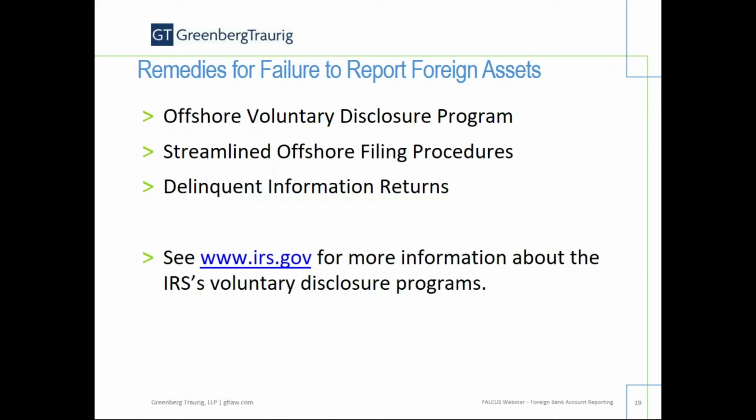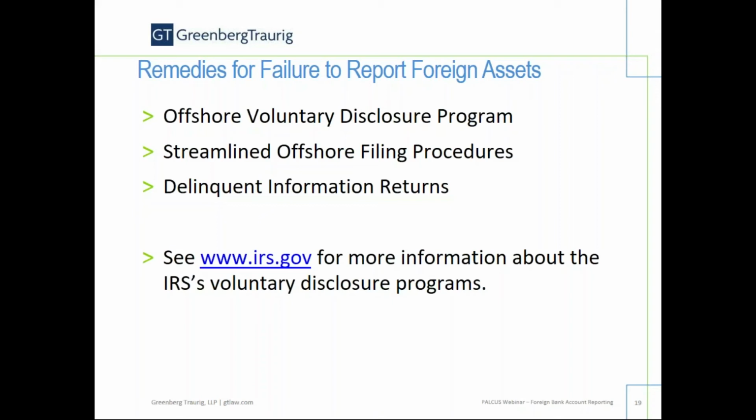But the next level is the Streamlined Offshore Filing Procedures. That program has a 5% penalty as opposed to 27.5% on the taxpayer's offshore accounts. So using my example, they would pay 5% of the $10 million rather than 27.5%. They'd file 3 years worth of income tax returns instead of 8, and they'd file 6 years worth of FBARs and pay this one-time 5% penalty.